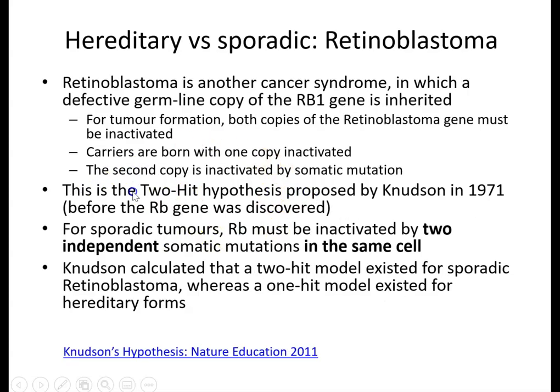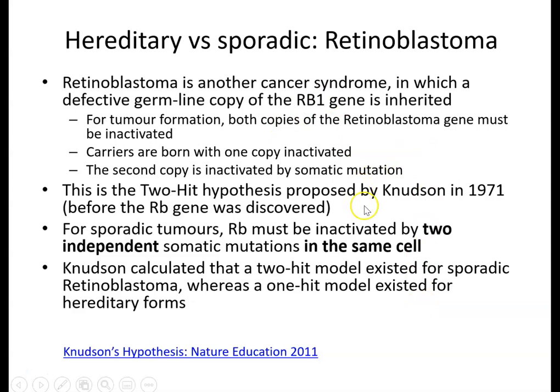Because two mutations are required, we call it the two-hit model, and it was proposed by Knudson in 1971, before the concept of tumour suppressor genes was really known about. If you click on this link here, you get a really good explanation of Knudson's hypothesis and how he came to his conclusion. Basically, Knudson looked at hereditary versus sporadic retinoblastomas and realised that patients with hereditary forms presented earlier and often had bilateral disease, whereas other patients had no family history and always presented with sporadic forms of the disease.